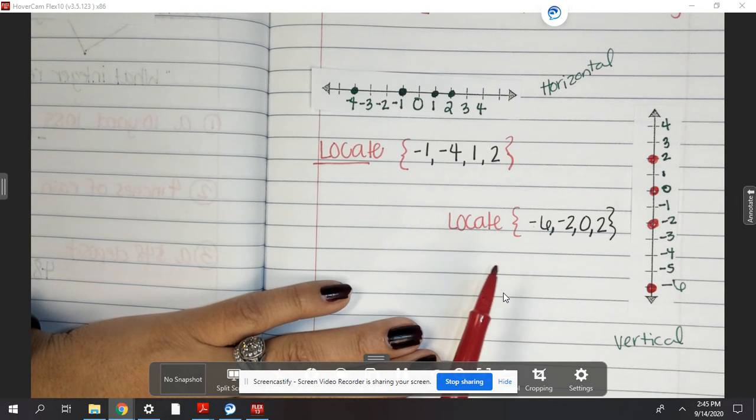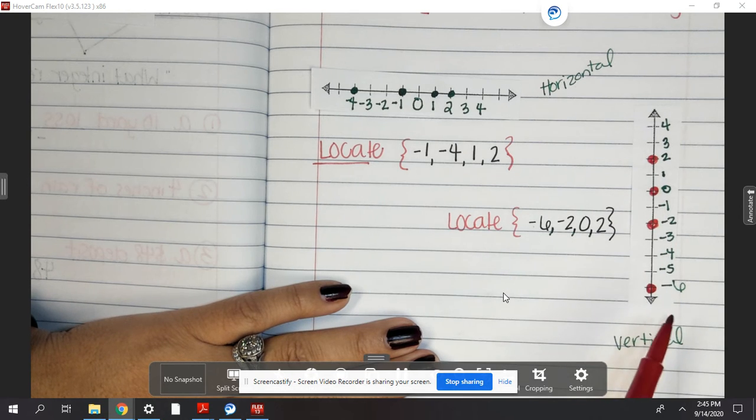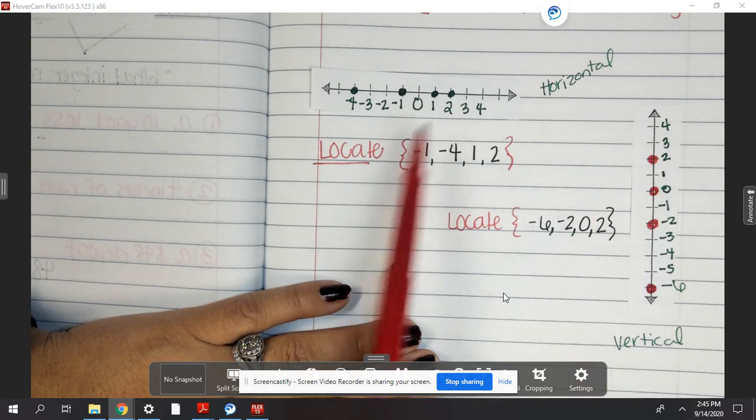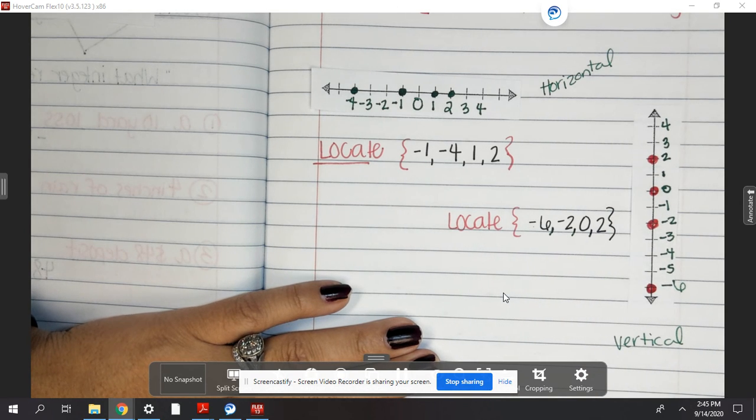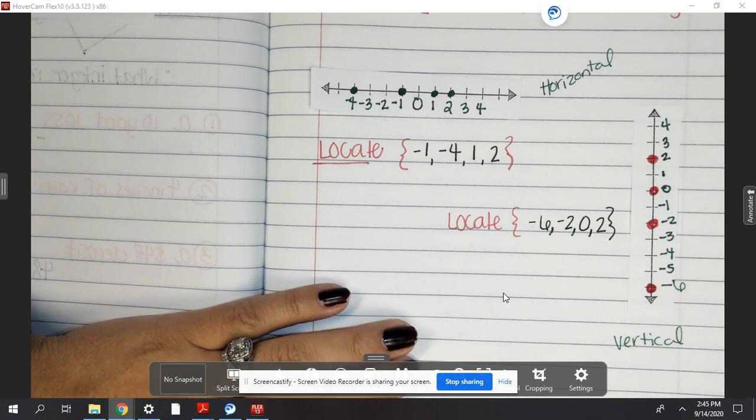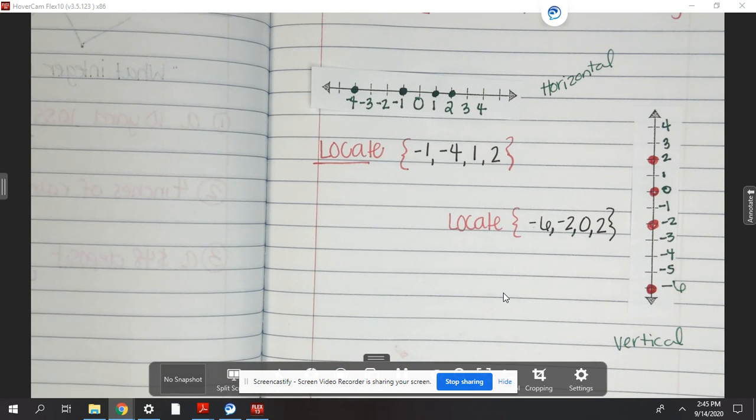This is also going to help us whenever we start putting these numbers in order from least to greatest, because once we graph them, I can tell which one is the smallest and which one is the greatest number. So this is another tool that will help me put these numbers in order from least to greatest or greatest to least. And that is all you were doing for today. So you're going to practice these today.